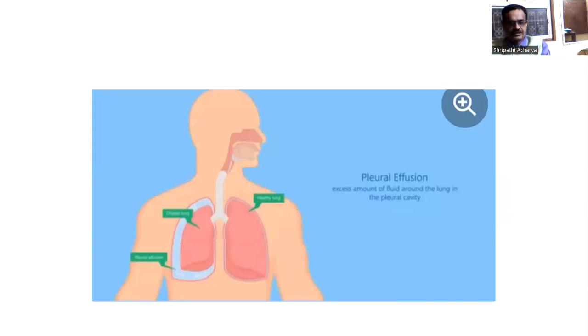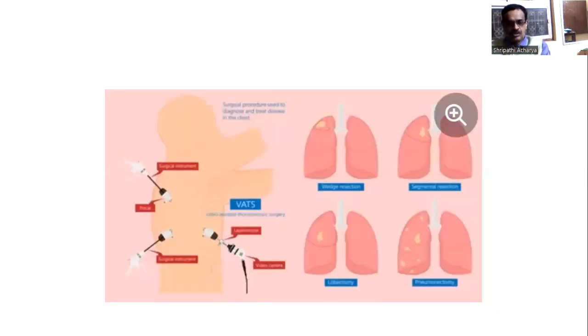On the right side, there is a pleural effusion. So pleural effusion can be because of tubercular infection, or because of pneumonia, or because of malignancy, or maybe because of cirrhosis of the liver, or nephrotic syndrome, or autoimmune disease. So other causes include malabsorption syndrome, etc.